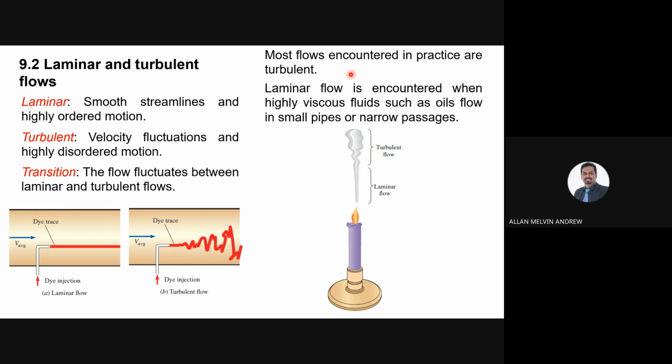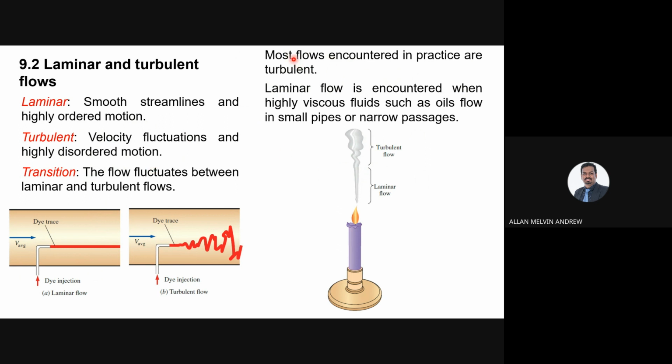Most flows encountered in practice are turbulent. In our calculations and lectures, maybe we see laminar flow, but usually the flow we encounter in practice, especially when you become an engineer and go to industry, you will see most of the flows in the pipe will be turbulent. It will have some disordered motion that you need to consider. If it's only little, then you can neglect it and assume that it's not there.